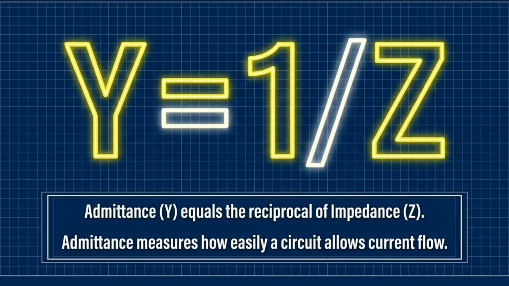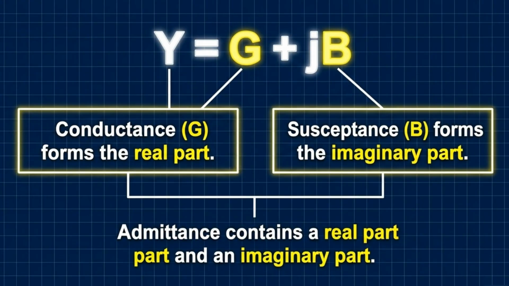This is where admittance comes in. Admittance, denoted by Y, is defined as the reciprocal of impedance. Essentially, it measures how easily a circuit allows current to flow. Admittance is composed of two parts: conductance, which forms the real part, and susceptance, which forms the imaginary part. Together, they are expressed as Y equals G plus jB.